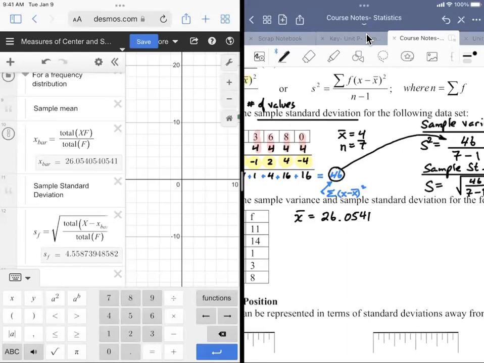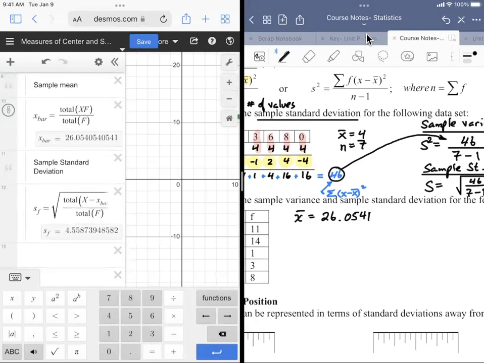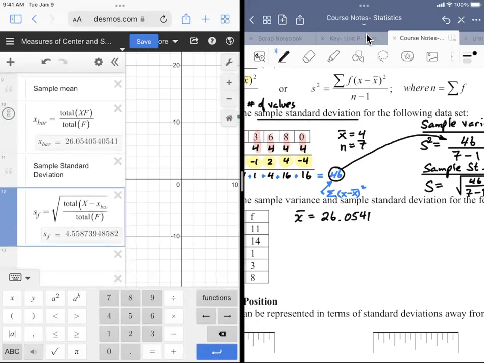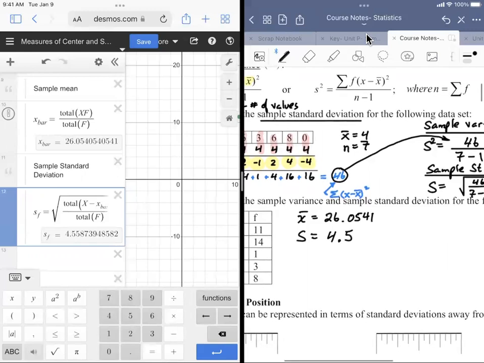The notation here says S sub F, but I used a note right above it, sample standard deviation. So regardless of the notation that I'm using, this computation is a sample standard deviation. On paper, we denote that with an S, just like we did here. So 4.559. That's the sample standard deviation.